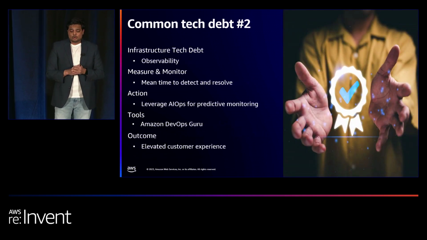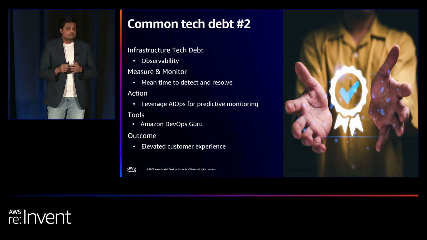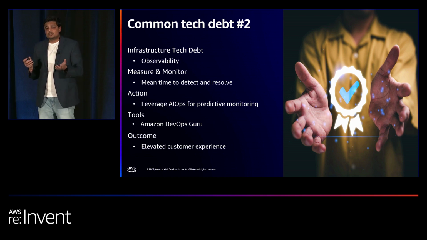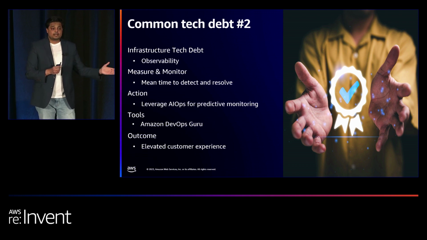Another most common technical debt item is observability. And I'm not just talking about monitoring, logs, or metrics. Observability is, do you really understand your customer experience end to end? Think of a production issue. When you are in a production issue, you are troubleshooting and looking at different metrics, you are looking at different logs, and you are trying to correlate different events to identify the root cause. And this is happening while your customer is impacted.